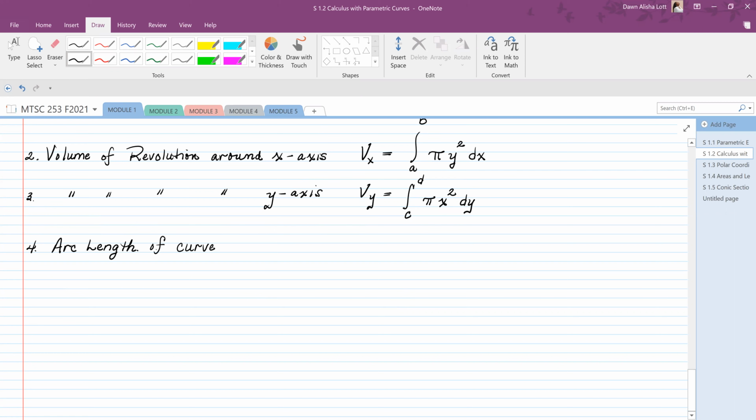So we have some curve. And if you remember, arc length looked like the integral. So we said L, the integral from a to b of the square root of 1 plus the derivative, which was dy/dx, or y prime, squared, dx.